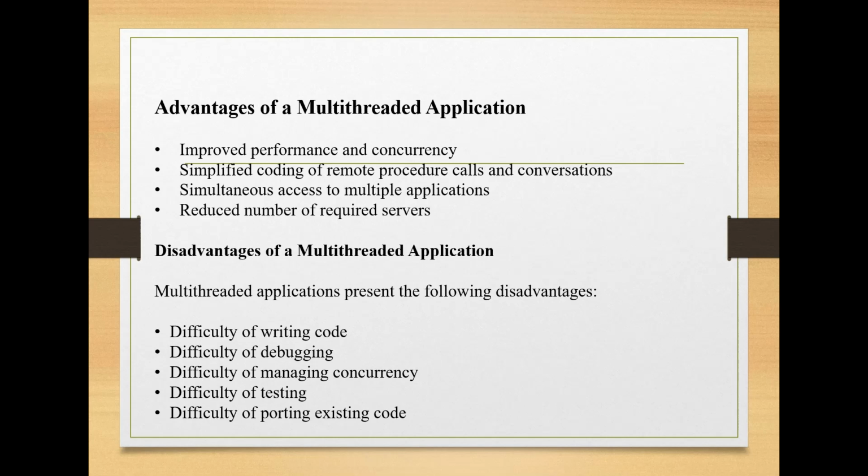Now the disadvantages. The first is difficulty in writing the code, and the second is debugging difficulty, because whenever multiple threads are running concurrently, it is difficult for us to debug which thread is running, because each thread has its own priority and each thread can be in the daemon state. So we will go into this in later classes.